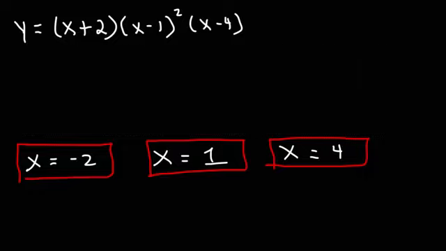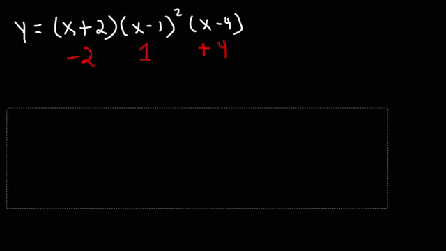So all we need to do to quickly find the zeros is simply replace the sign. If you see x plus 2, the 0 is going to be negative 2. If you see x minus 1, the intercept is going to be positive 1. Here, x minus 4, just change negative 4 to positive 4, and that will give you the x-intercepts.